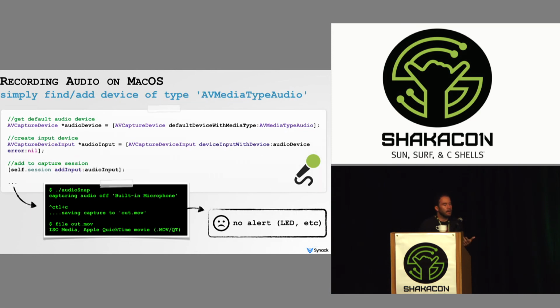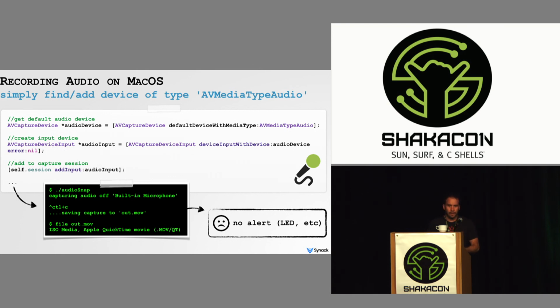Now, if you want to add audio capabilities as well, this is just as easy, if not even simpler. Again, you use AV Foundation. You create an input device and tell it you want type audio, and this will return you the default built-in microphone. Once you execute this, it will create not a movie file, but an audio file.